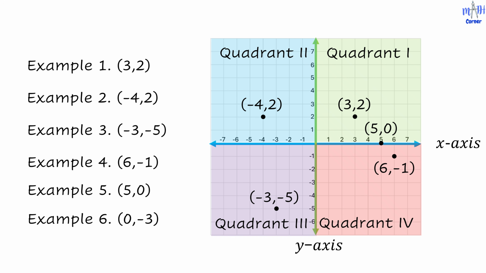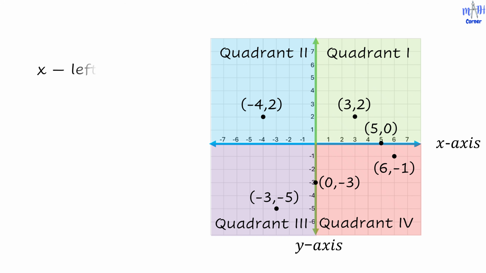Next, if the x value is 0, the point is on the y-axis. Example. (0, -3). X is 0. No movement left or right. Y is -3. Move 3 units downward, so it lies on the y-axis.